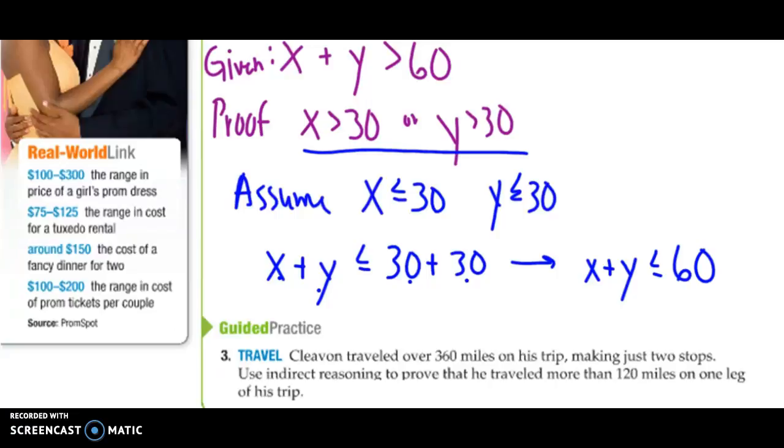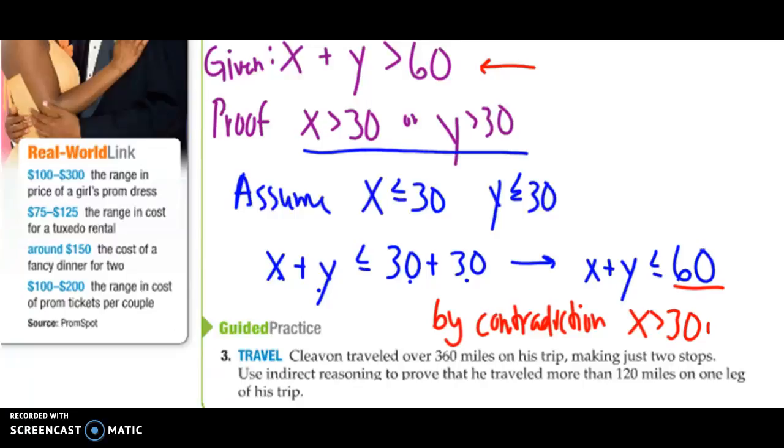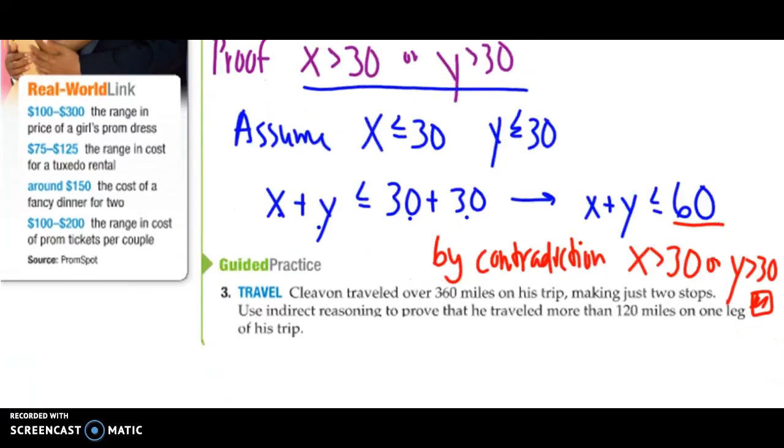But our original statement said that x plus y had to be greater than 60. So this right here, less than or equal to 60, can never be greater than 60. So this is a contradiction. So you'd say by contradiction, x is greater than 30 or y is greater than 30. Box it and we're done. So here's a guided practice problem. You can try that one now.